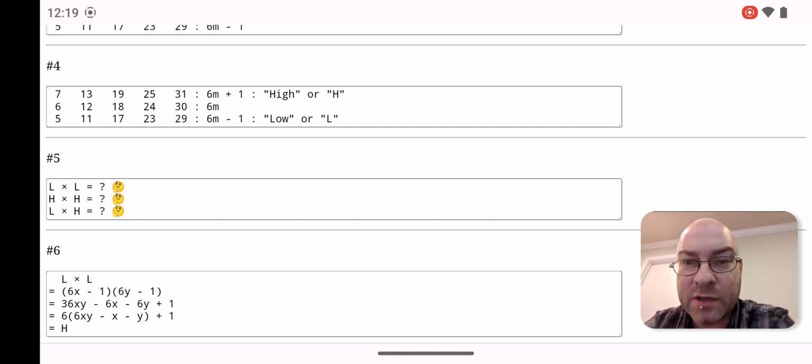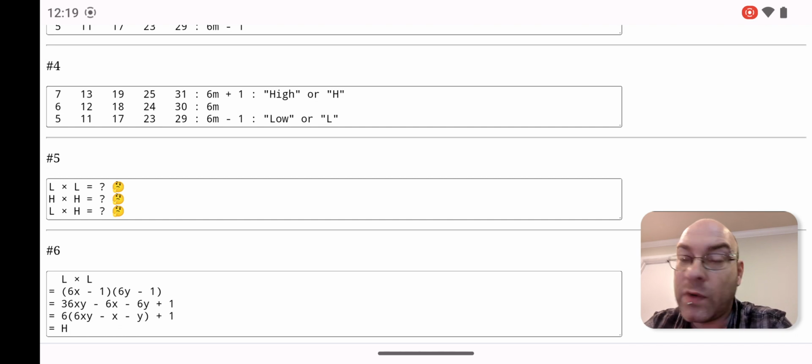And so what happens if we multiply this out? All right, 6x times 6y, well, that's 36xy. And how about 6x times minus 1? Well, that's minus 6x. Moving along, minus 1 times 6y is minus 6y. And then minus 1 times minus 1 is plus 1. So we've got that as a row in section number 6.